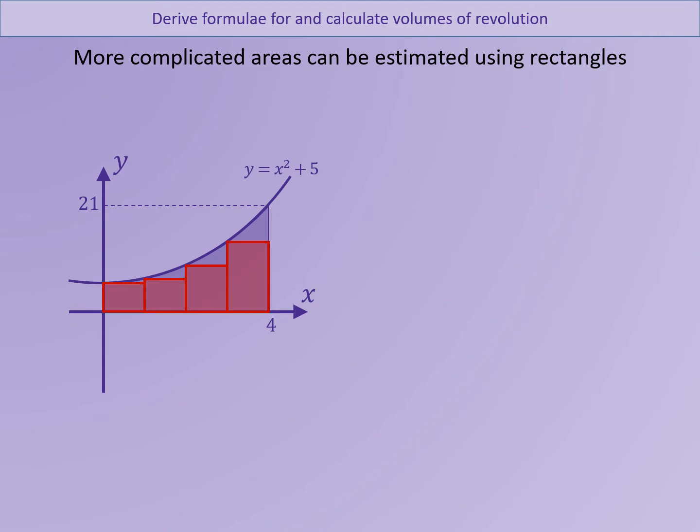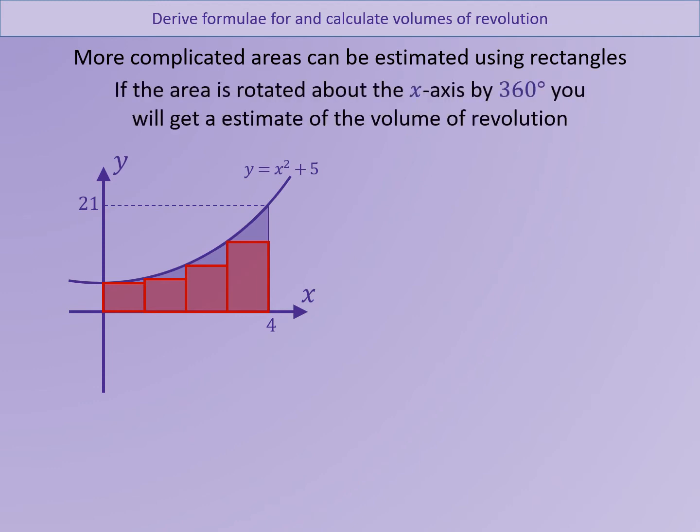Each rectangle also has a height, which could be found by substituting the left x-coordinate of that rectangle into the equation of the curve. So for example, the first rectangle could be found by substituting x equals 0 into x squared plus 5. The height of the second rectangle could be found by substituting x equals 1 into x squared plus 5, and so on.